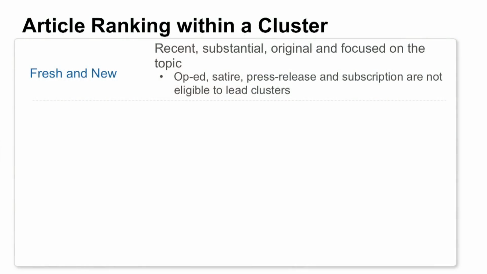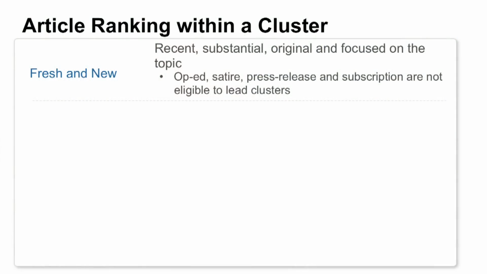Article ranking helps us take a cluster of stories, say the death of Michael Jackson, and helps us determine, out of those 200 stories, which one should be ranked first for our users, which should be ranked second, and so on. There are many signals that go into article ranking, but I'm just going to cover 4 of the major ones for you here. First is fresh and new.